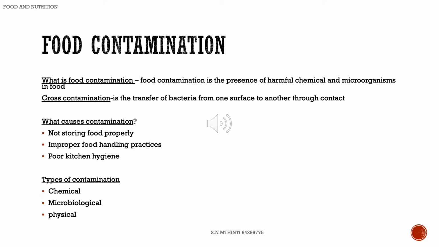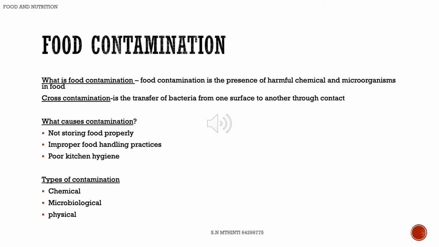Okay, so let us begin our lesson. Food contamination. What is food contamination? Food contamination is the presence of harmful chemicals and microorganisms in food. Microorganisms could be viruses or bacteria that naturally grow in food. Chemicals could be soap, could be bleach, or even the chemicals that they use inside of canned food. Those chemicals can become toxic once the can is opened or if it falls down and cracks.